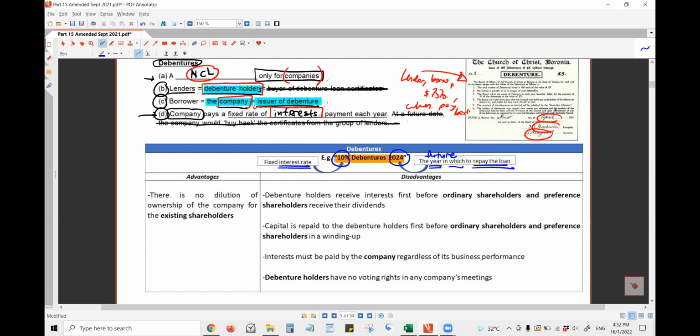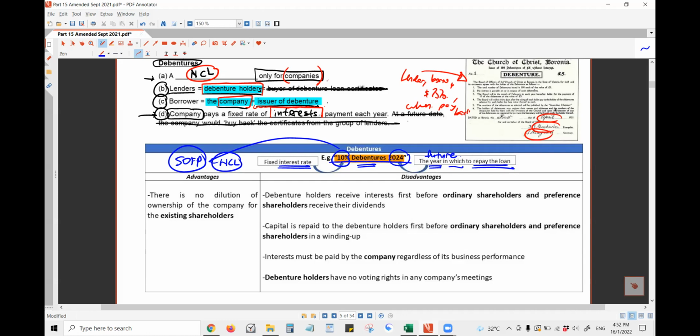When you copy it into your SOFP, remember SOFP, where you have assets on top, then capital, then liabilities, you must copy the entire name as a non-current liability. Don't just write debenture, it would be wrong. You must write the percentage, debenture, then write the year.